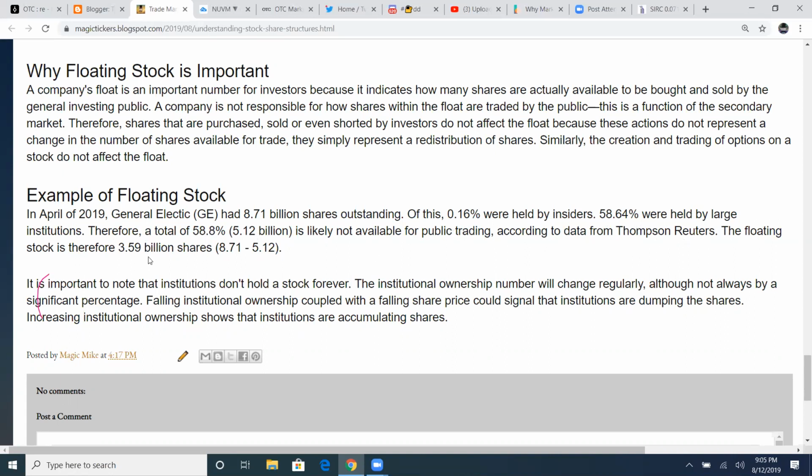The floating stock is therefore 3.59 billion shares out of the 871 total OS because 512 is locked up. It is important to know that institutions don't hold a stock forever. The institutional ownership number will change regularly, although not always by a significant percentage. Falling institutional ownership coupled with a falling share price could signal that institutions are dumping the shares. Increasing institutional ownership shows that institutions are accumulating shares.